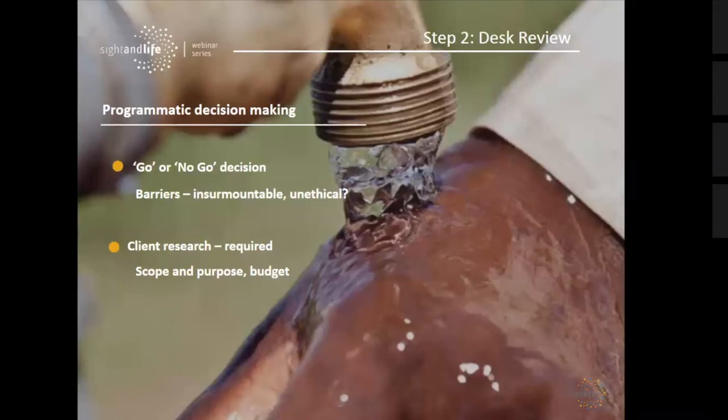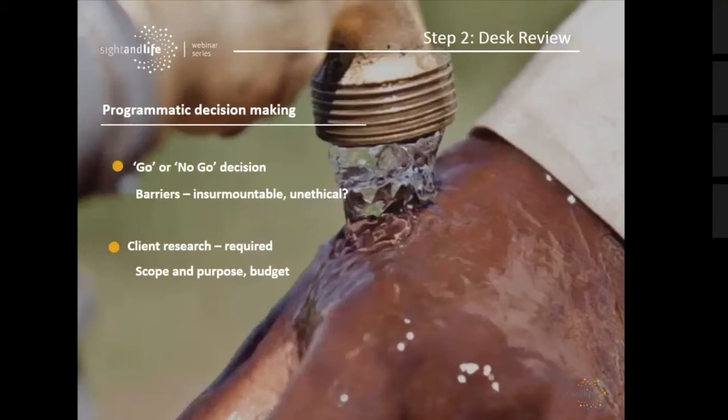So the first decision is a go or no-go decision. And so it's based again on the information you've collected through the review. You need to consider if the barriers are insurmountable. And if those barriers are insurmountable or you're entering into unethical terrains, a no-go decision should be taken. At which point you suspend moving forward with the BCC process and you shift your focus to other activities to address the barriers.